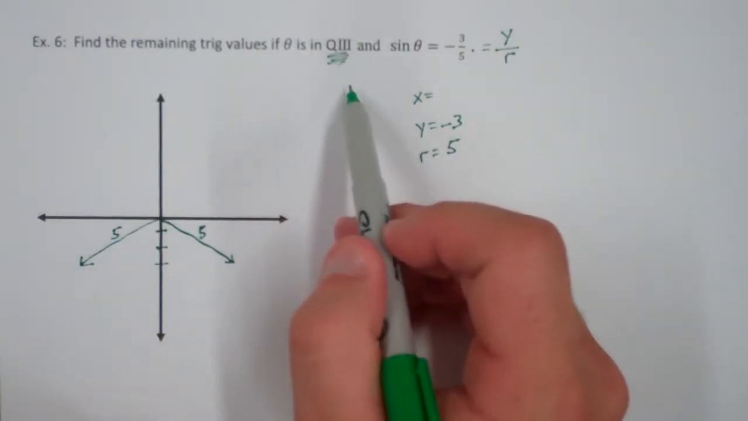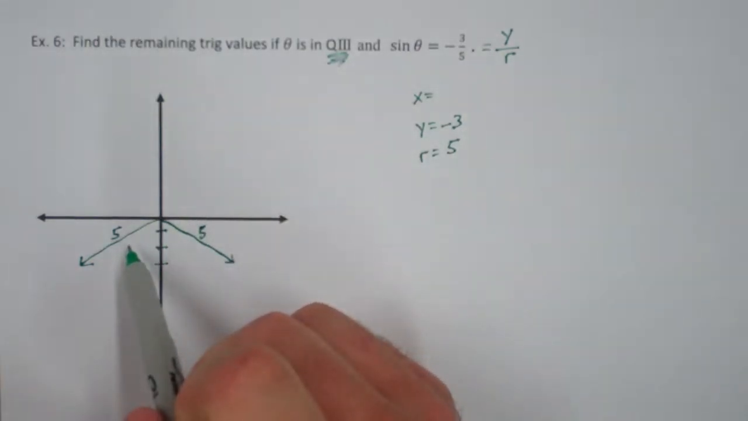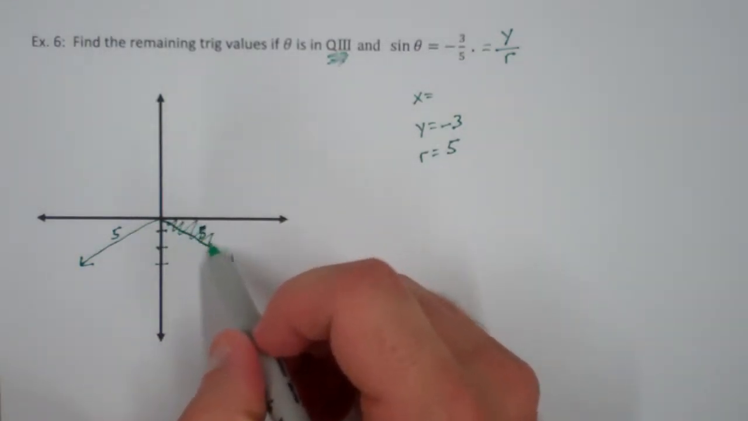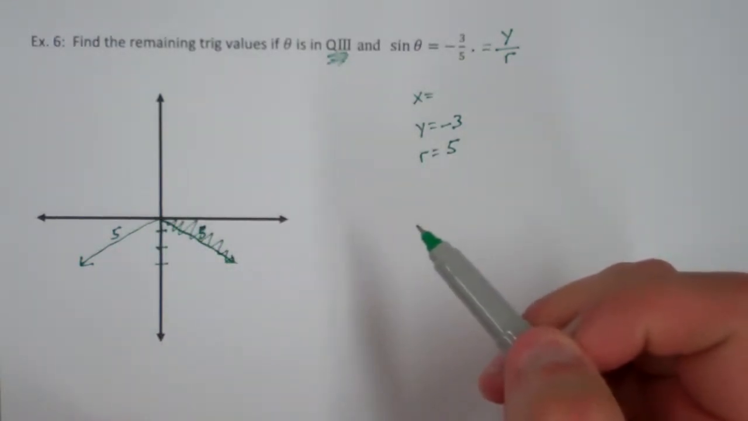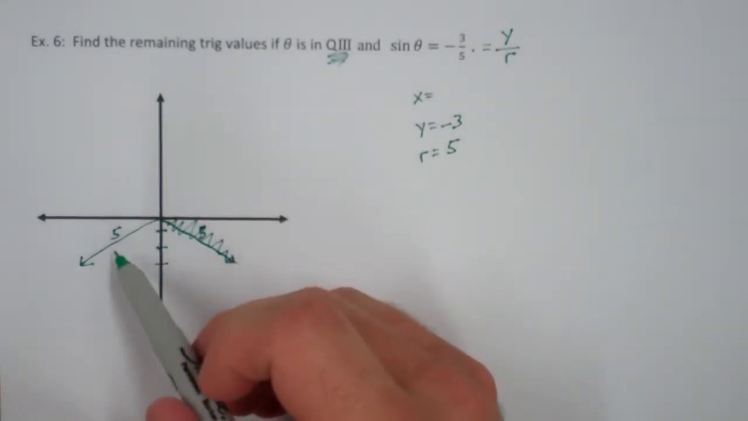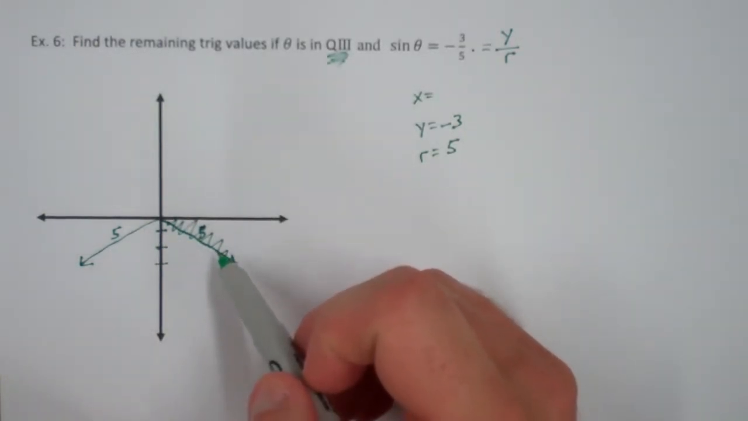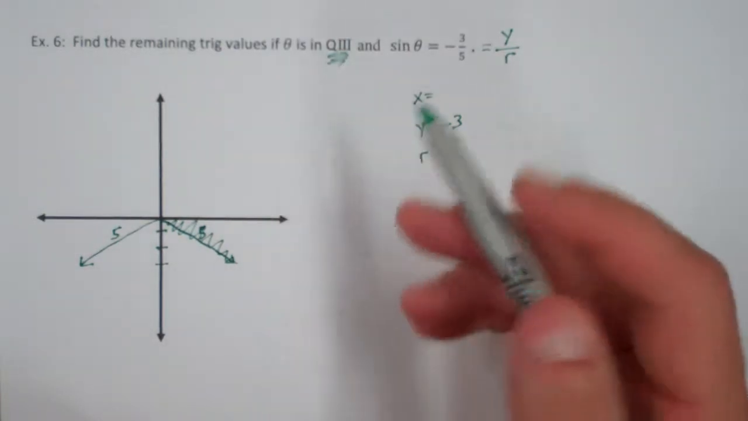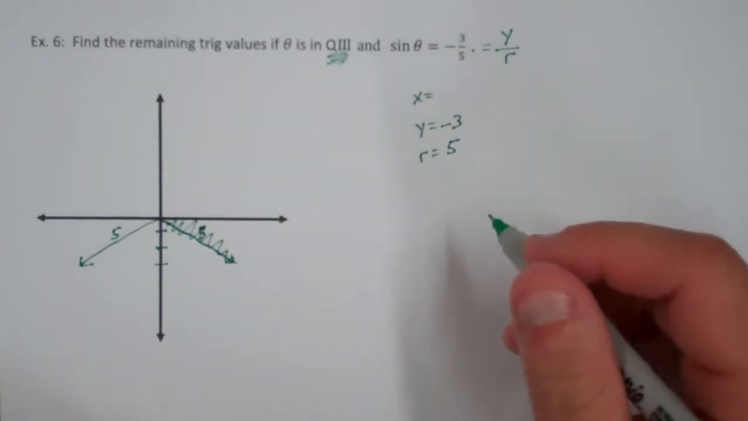That's where this comes into play. We're told that it's in quadrant 3, so we know that this angle won't work. The sine is negative both in quadrants 3 and 4, so this would be tough if you didn't know that. You'd have to, I guess, provide a couple different solutions.